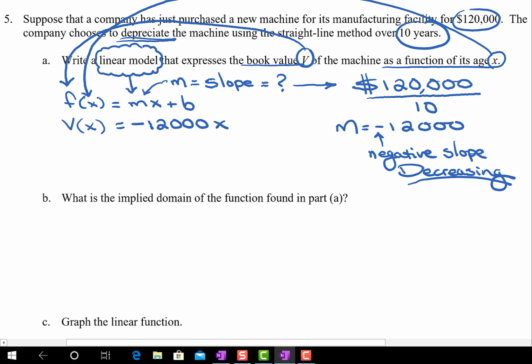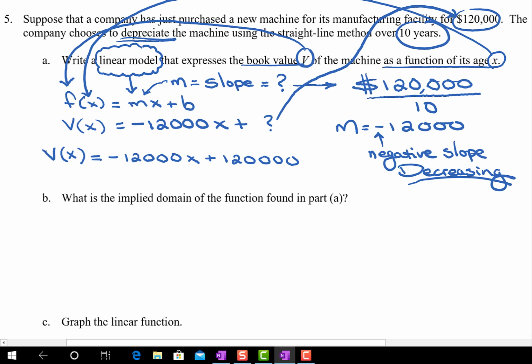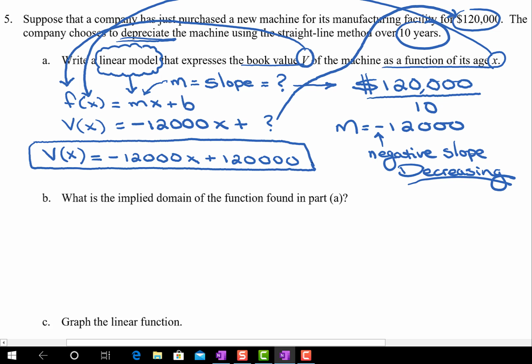Now we also need to have the y-intercept. What is the y-coordinate of that y-intercept going to be? Well, we have to think about what's the value of this machine at 0 time, when it's brand new. If we just purchased this machine and it's brand new, how much is it worth? How much did it cost? It cost $120,000. This is going to be our linear model or our linear function.